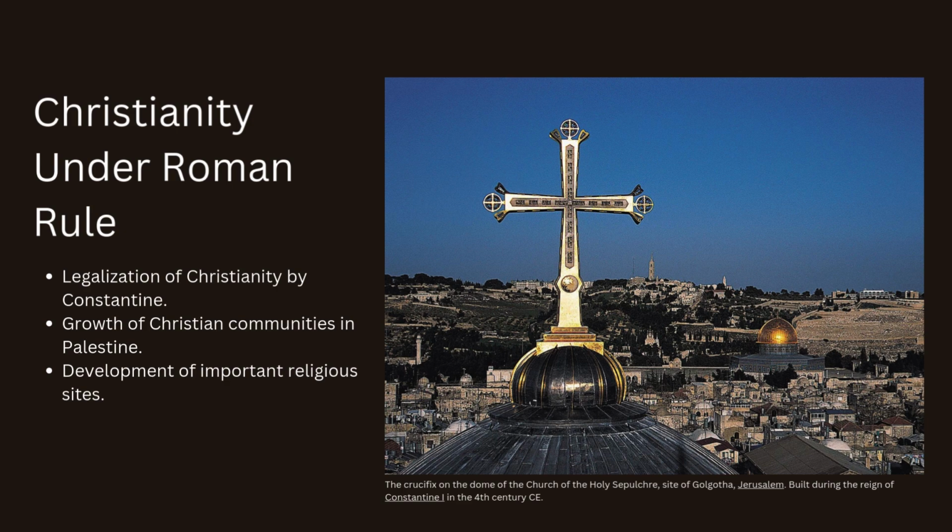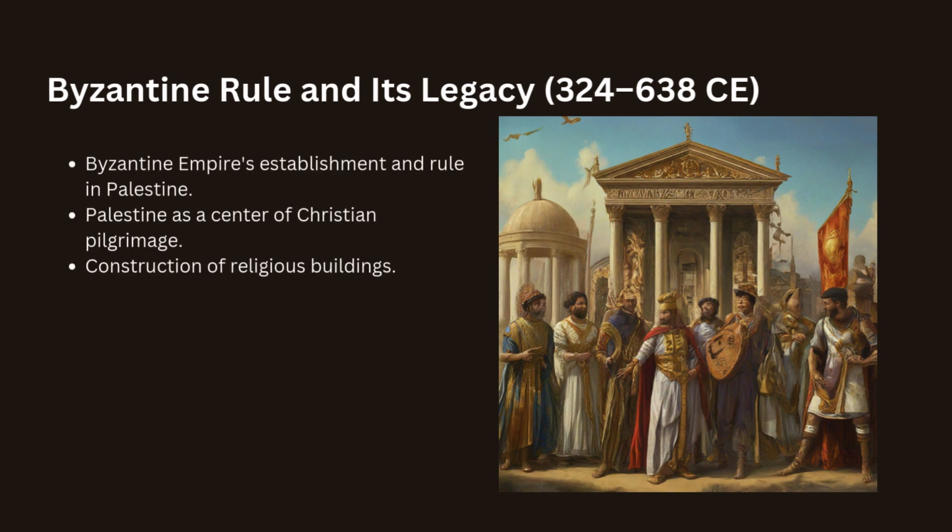The conversion of Constantine the Great to Christianity in the early 4th century was a pivotal moment for the religion. With the Edict of Milan in 313 CE, Constantine legalized Christianity, allowing it to flourish across the Roman Empire, including in Palestine. By this time, major Christian communities and important religious sites, such as Bethlehem and Nazareth, had developed in the region.